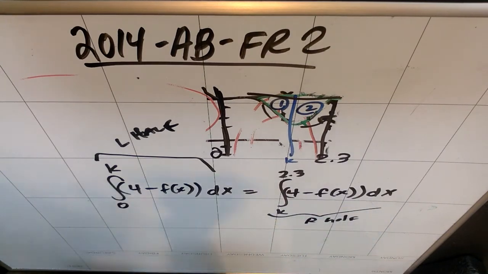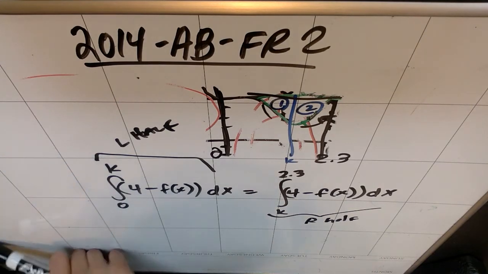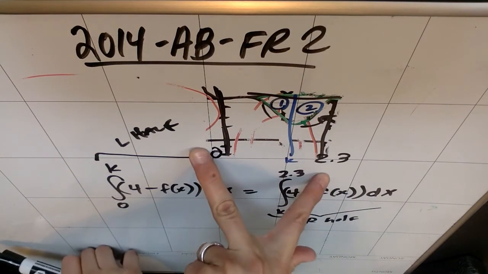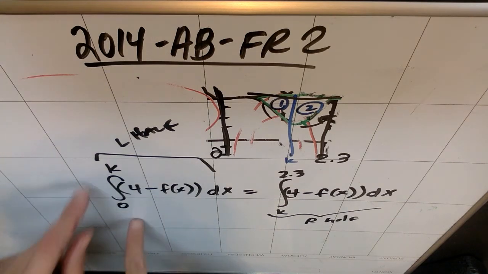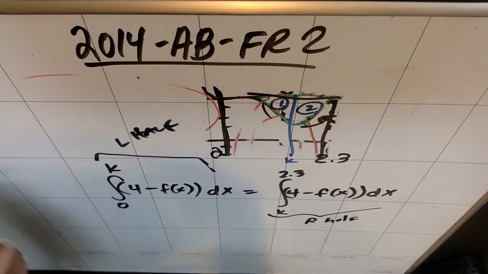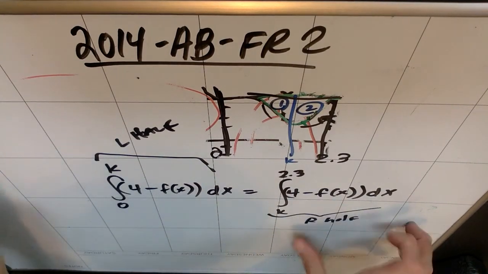Now, there are other ways to do this. I've seen people do it where they say the integral from 0 to k should be double of the integral from 0 to 2.3 of the same thing, and that's fine. Or sorry, not double, should be half, right? The integral from 0 to k should be 1/2 of the integral from 0 to 2.3, and that's fine. I think this is the easier way to do it, is just to say left half equals right half, and then you're done.